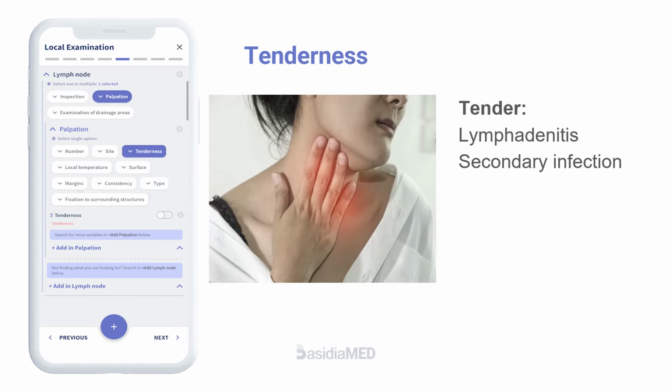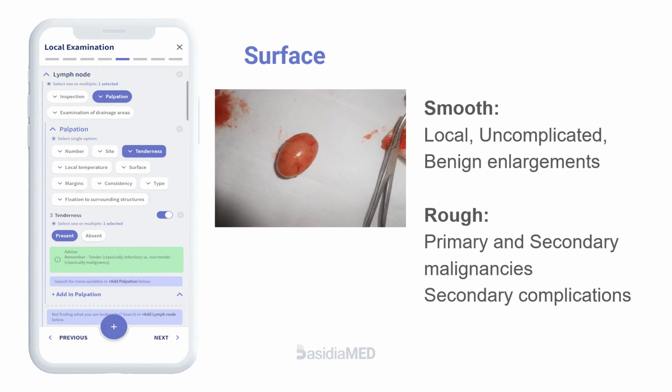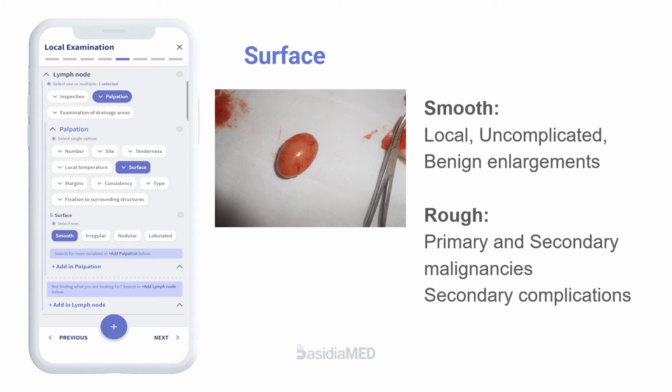Tenderness on palpating the lymph nodes is a sign of inflamed lymph nodes. More common with localized infections of the salivary glands and tonsils. Tender lymph nodes may also be seen with secondary infection of enlarged lymph nodes. A smooth surface is seen in local, uncomplicated enlargements of the lymph nodes, such as tonsillitis or infections of the scalp. Rough surface is a feature of primary and secondary malignancies.